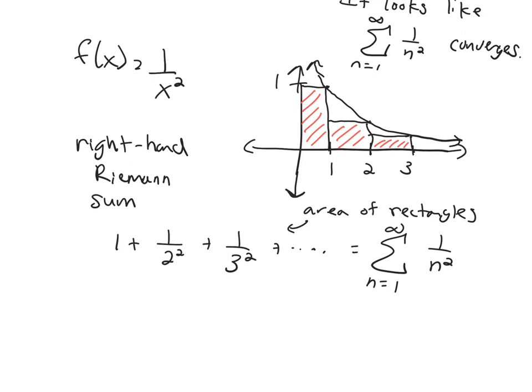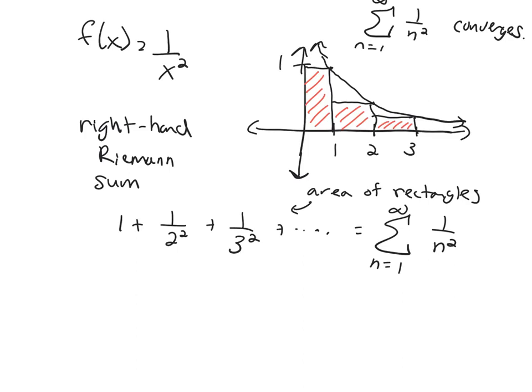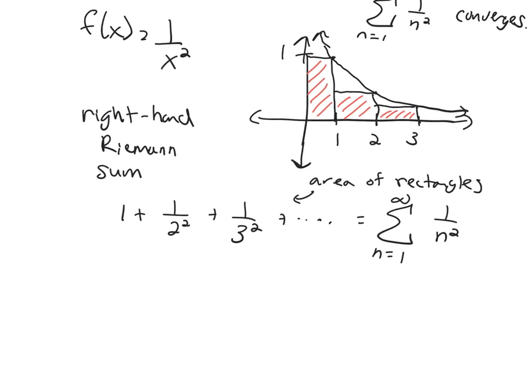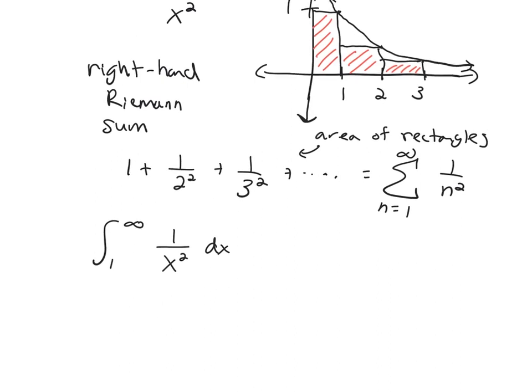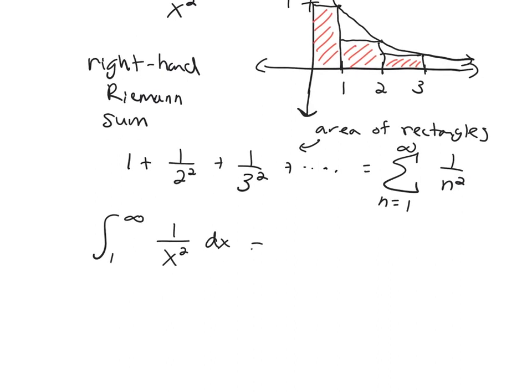And remember that the Riemann sum approximates the area under the curve, right? But we know how to find the area underneath that curve. We're going to look from 1 to infinity of 1 over x squared, and let's see if that integral converges. Do you remember how we calculate these improper integrals? What's our first step? Put in a limit, right? So I'm going to put in a limit, get rid of that infinity.